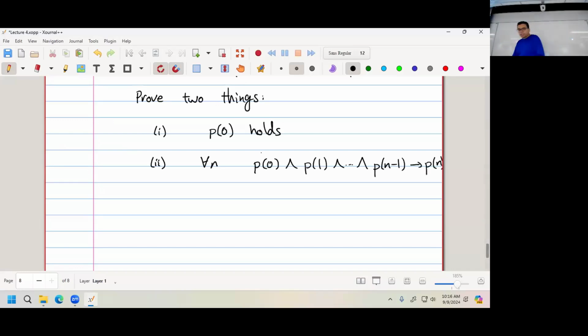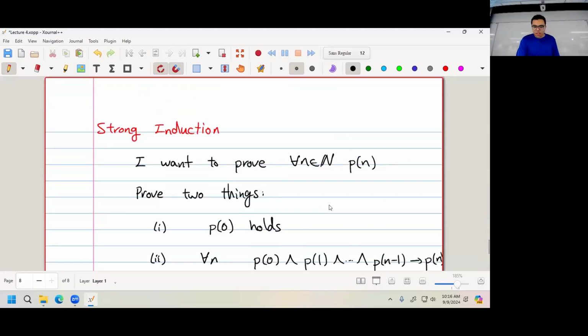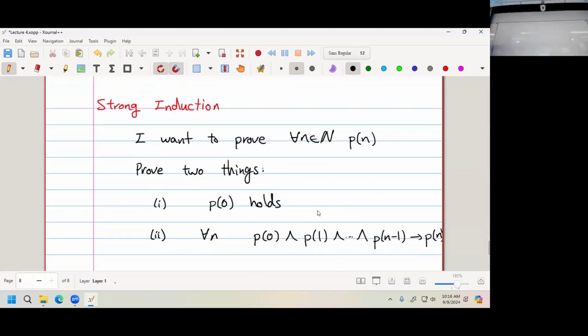Okay. This is why we call it strong induction, because I'm making a stronger assumption here. Previously, in normal induction, I just had to say for every n, if P of n minus 1 holds, then P of n holds. But now I'm saying for every n, if all the previous P values hold, then P of n. And by the way, of course, I get to choose how to write this. I could also say that this goes all the way to n, and it should imply P of n plus 1. This is the same thing.